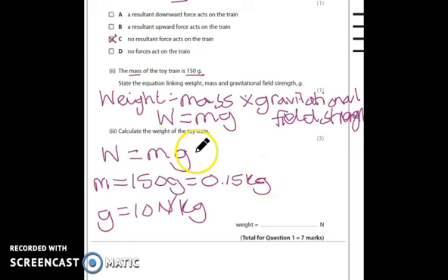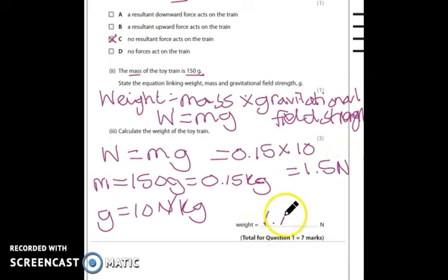So W equals mg will equal 0.15 multiplied by 10, which equals 1.5 newtons. You are allowed to use 9.8 or 9.81 for your value of g, but for GCSE, IGCSE level, using 10 is perfectly acceptable. And that is the end of question 1.